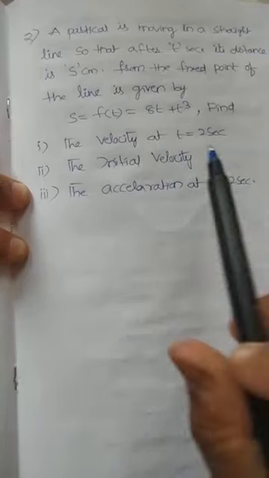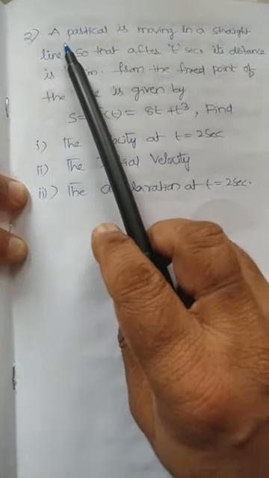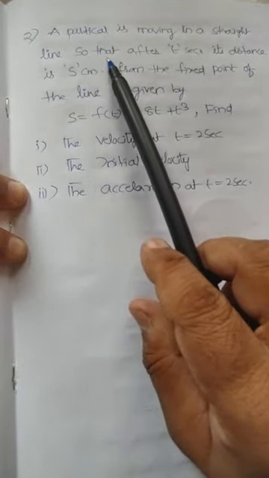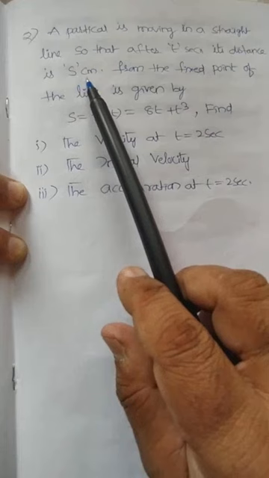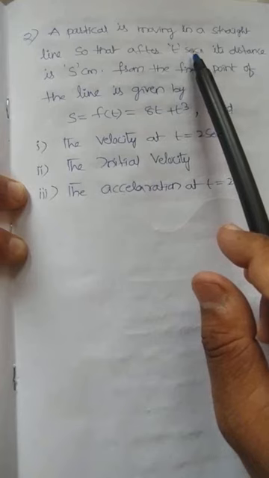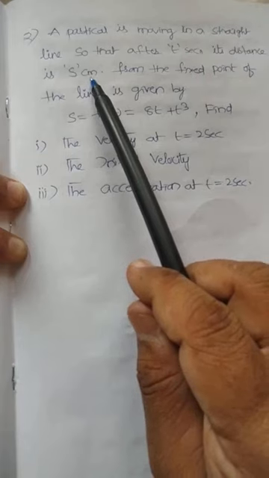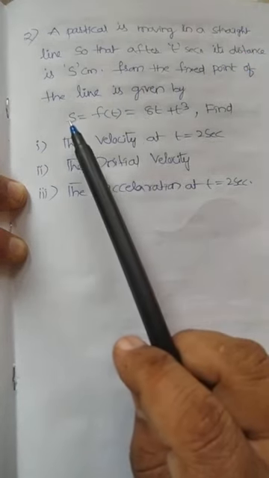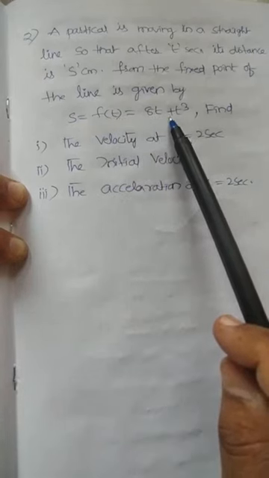Now, the second problem, a very important problem on this concept. A particle is moving in a straight line so that after t seconds its displacement is given as s centimeters. Here in this problem he mentioned the units. The time unit is seconds, and the displacement unit is centimeters. The displacement function in terms of t is 8t plus t cube.